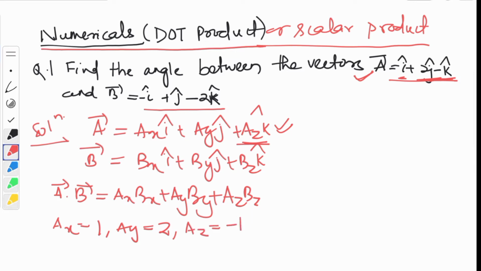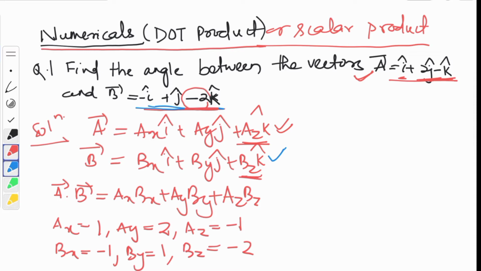Similarly, if we compare this vector B with the vector B over here, then what is your bx? Bx will be nothing but minus 1. Then by is nothing but 1. Then bz will be how much? Here it is bz k cap, here it is minus 2 k cap. So your coefficient, that means minus 2. So bz will be minus 2. Is it clear, children?